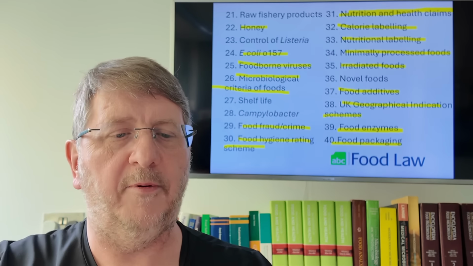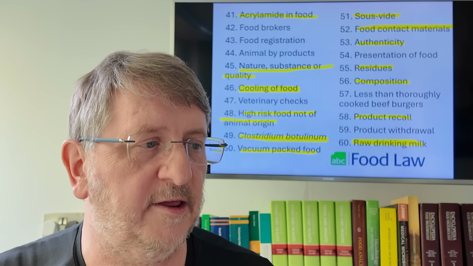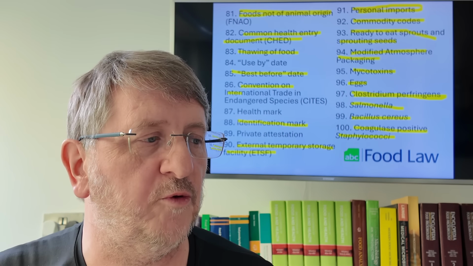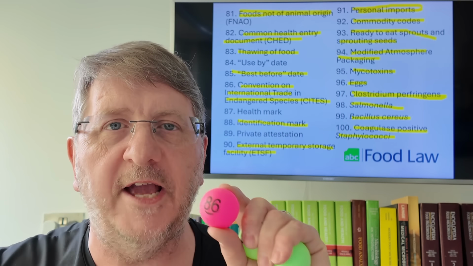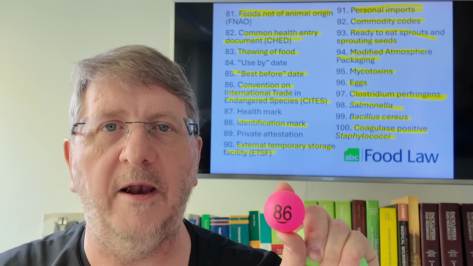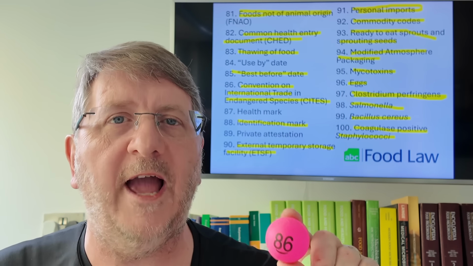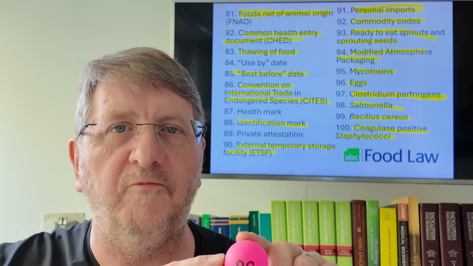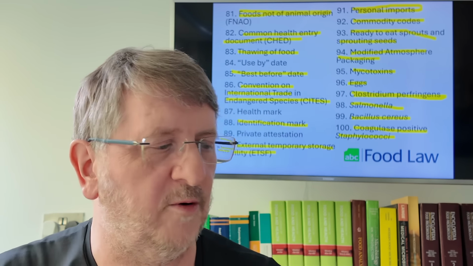Let's tick out a couple more. 86. 86 is Convention on International Trade in Endangered Species, CITES. CITES protects endangered species. There are certain foods out there like caviar, for example. Sturgeon is a protected species. If you want to import caviar, you need to make sure you're not breaching the rules, restrictions on the amount you can import, things like that. It's an import and export requirement.